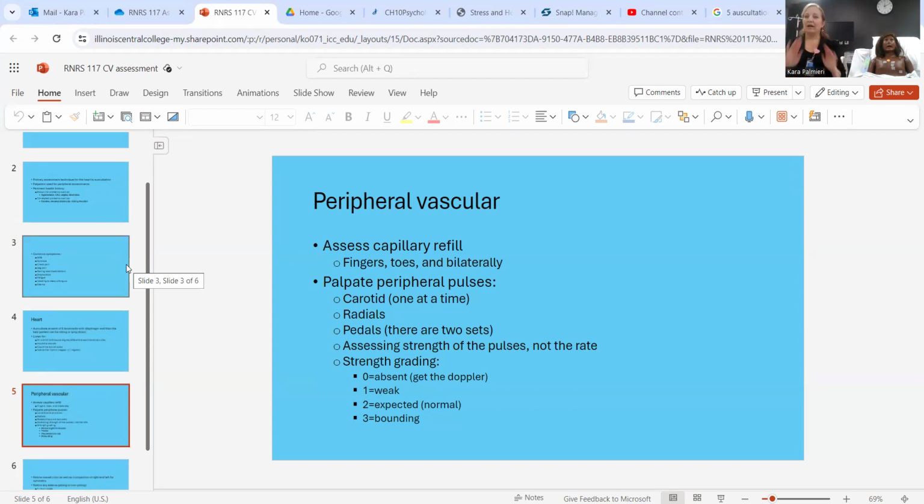We're going to start with carotids, but not at the same time. So we're just going to come up here and feel to the side of the trachea. And Susie's are really good. I parked right on it. So she's got a great pulse on that side and on that side.